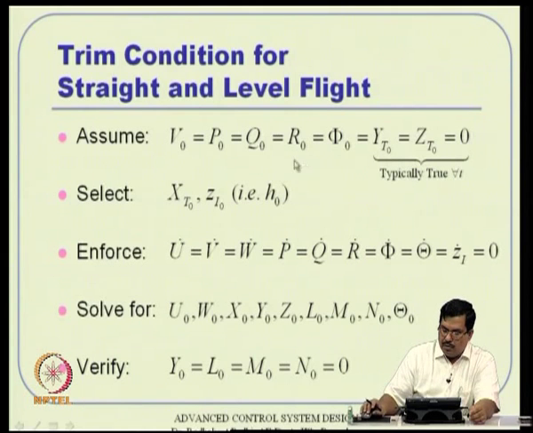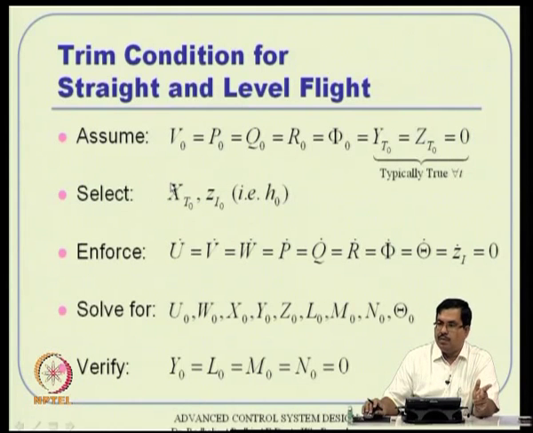So, under these assumptions, you select these quantities, that means you tell what your thrust level, thrust force, is, because there is an engine; I want to operate at 5% of thrust, 10% of thrust, 15% of thrust, whatever it is, of the maximum thrust. So, you fix that thrust quantity and then fix what height you want to fly, let us say the vehicle flies. Once you do this, all these variables are either 0 or known.